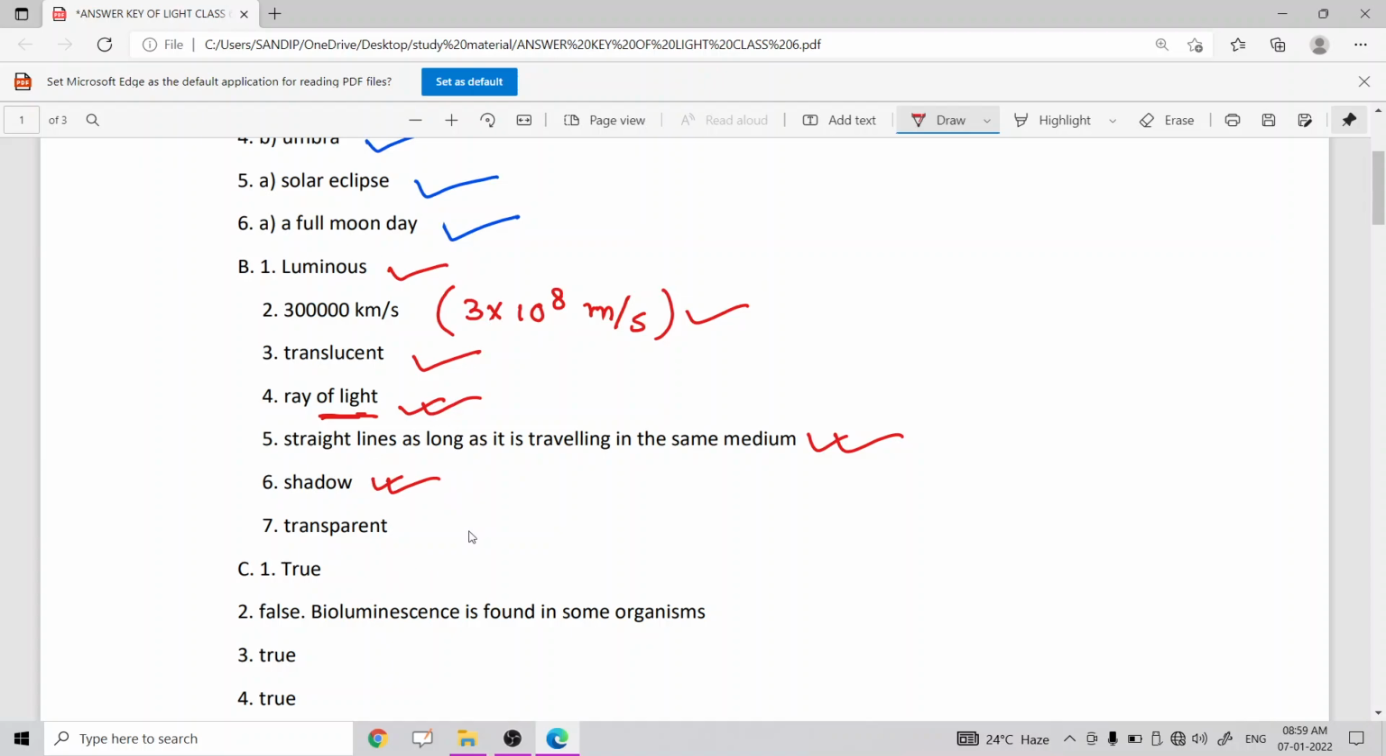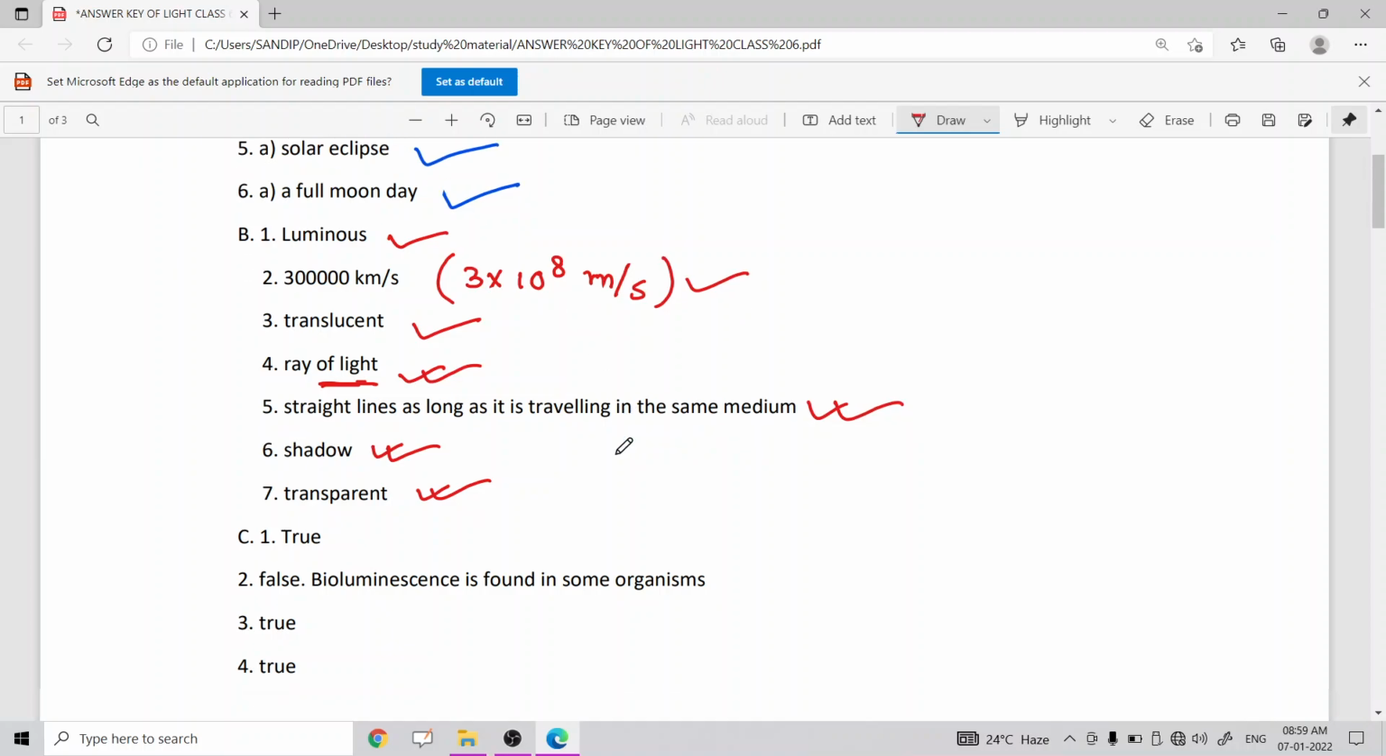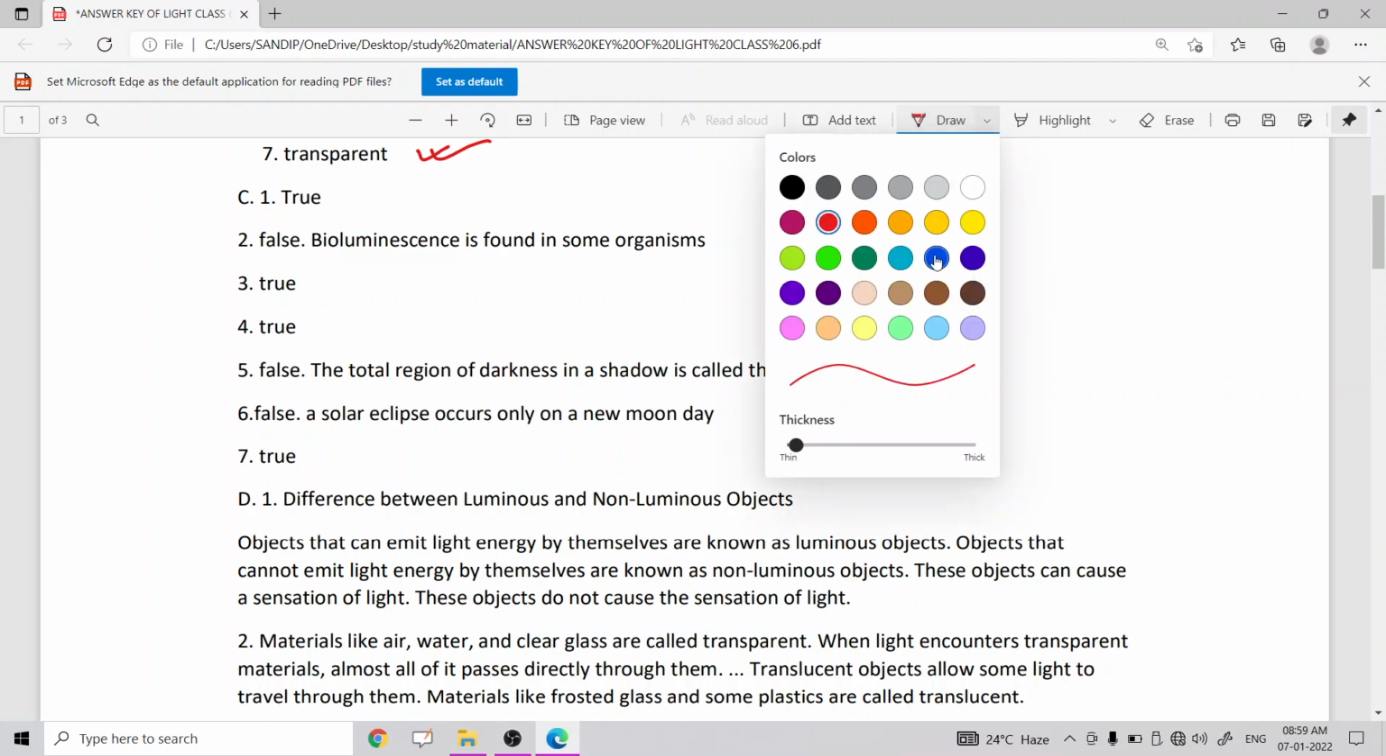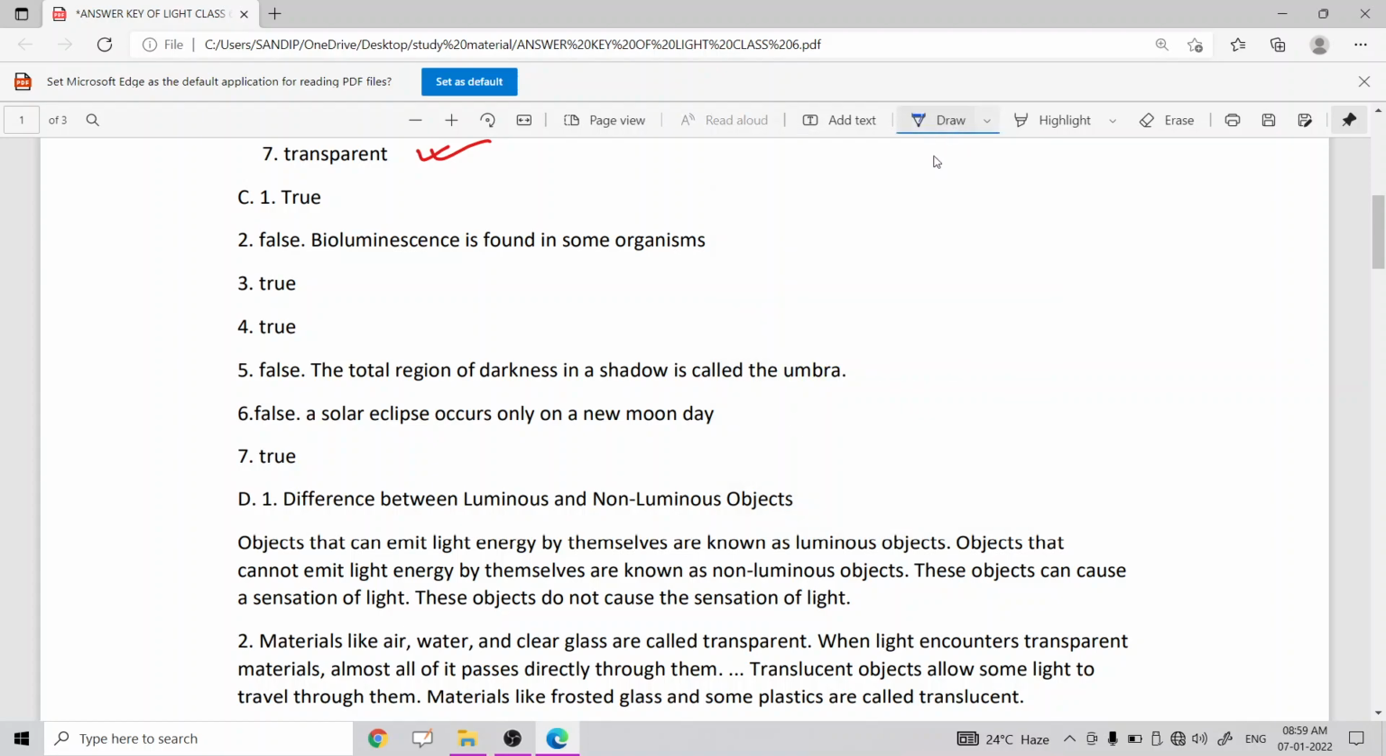Now question number 7, that is dash object does not cast a shadow. Simply we can say a transparent object, because a ray of light can pass through transparent material, so we cannot get any type of shadow. Now we move to our next section, section C, true and false. The first is: most objects around us are non-luminous. It is true.